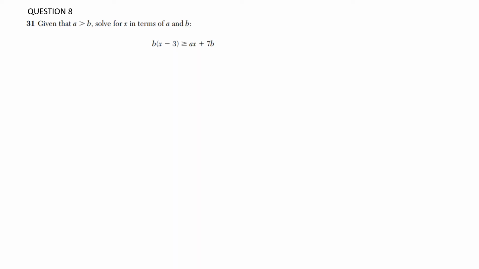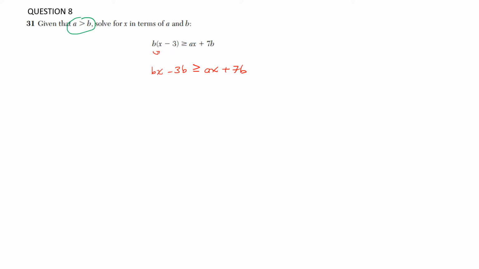This next question asks, given that a is greater than b, and that's an important point, solve for x in terms of a and b. This is a pretty straightforward question, so let's just start distributing and combining like terms. So I'm just distributing this in here as bx minus 3b is greater than or equal to ax plus 7b. Pretty straightforward so far. Let's combine like terms.